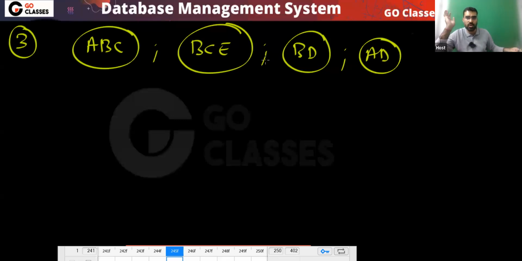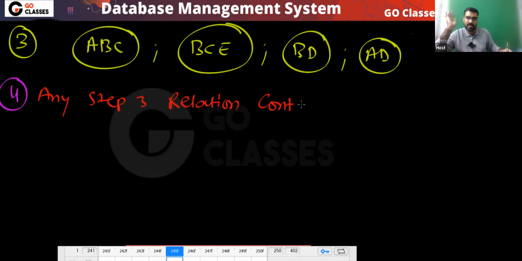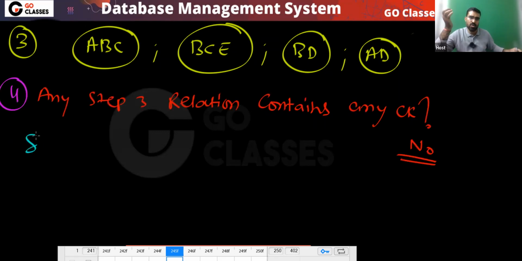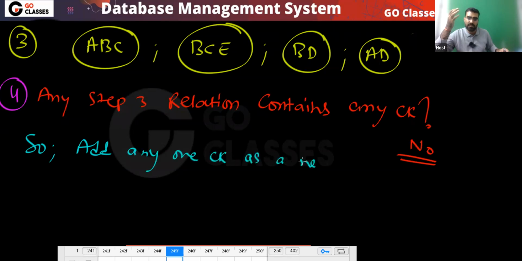Do any of them contain a step three relation? Tell me, any step three relation contains any candidate key? The answer is no. Okay, so what do you have to do? You have to add a relation: add any one candidate key as a new relation.